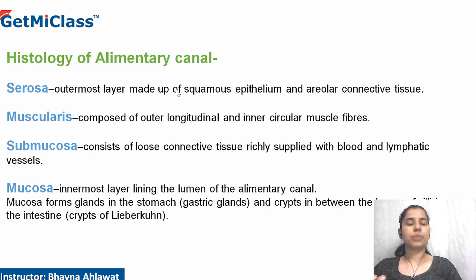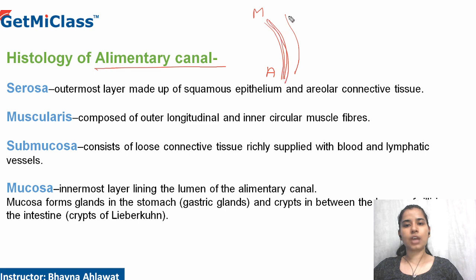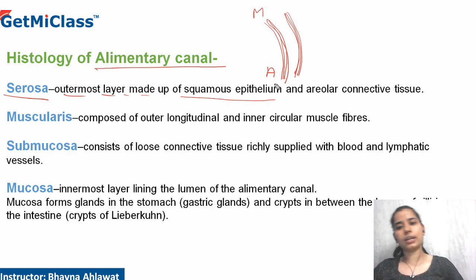Histology of the alimentary canal means how many layers are there in the alimentary canal. So we also have to see the layered arrangement of the alimentary canal. This tube-like structure from mouth to anus has layers of cells in it. We have to see the arrangement of layers of cells in it. So serosa is the outermost layer, made up of squamous epithelium. Squamous epithelium is on the outermost layer.